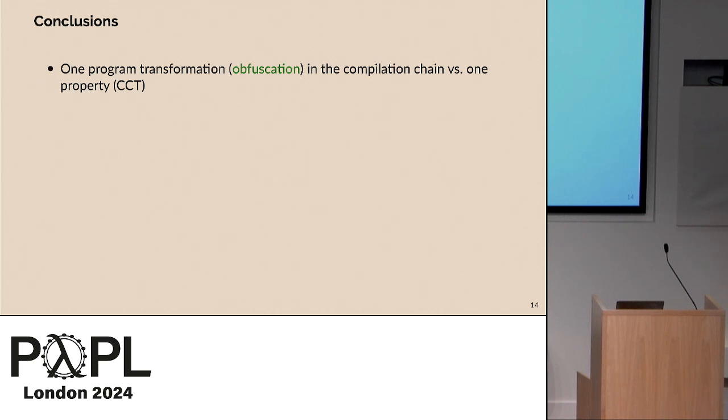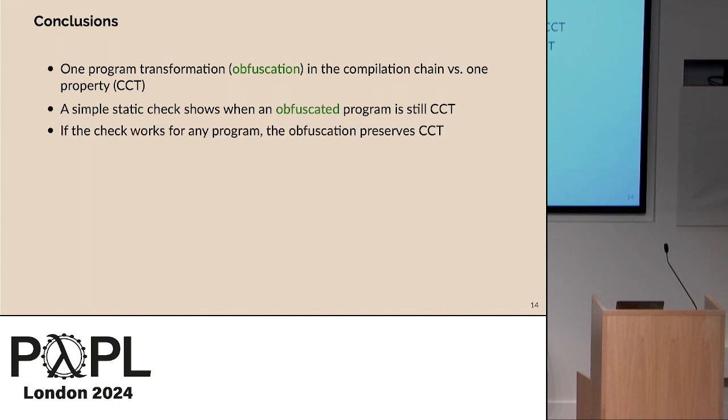So, concluding, we started with a very simple idea, much less ambitious than previous talks, of having one class of program transformations and one property of interest. And we show that a simple static check shows when an obfuscated program is still CCT. And if this check works for every program, then we have some suggestions, some guidelines.